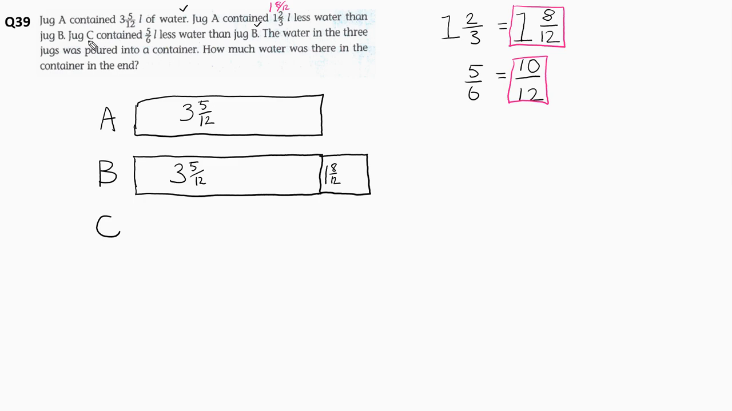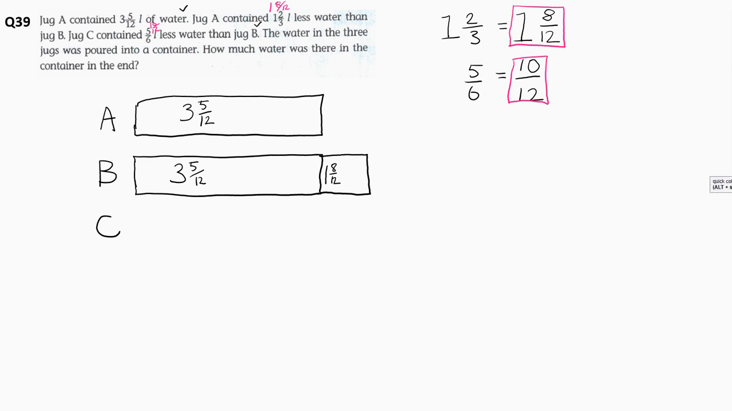And then what's the next one? Jug C. Well, jug C contained 5/6 of a litre less water than jug B. Okay, 5/6. So C has 5/6 less than jug B, which now 5/6 is less than, 5/6 again. What did we change 5/6 to? 10 twelfths. Okay, I could see if I can fit that in there.